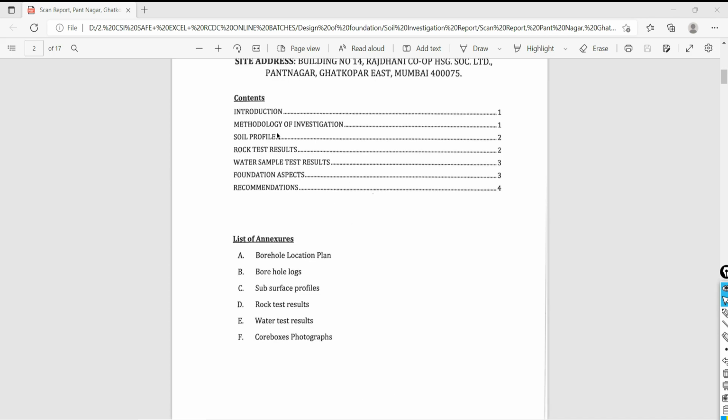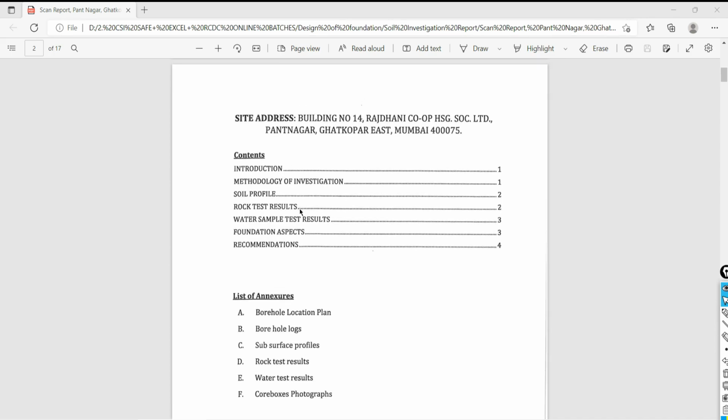Then the contents. What is the content of this report? Introduction is there. Methodology of investigation, like what methodology they are going to execute and perform. Either they are going to perform only the site investigation, so in-situ testing, or they are going to perform laboratory testing. All that will be written here.